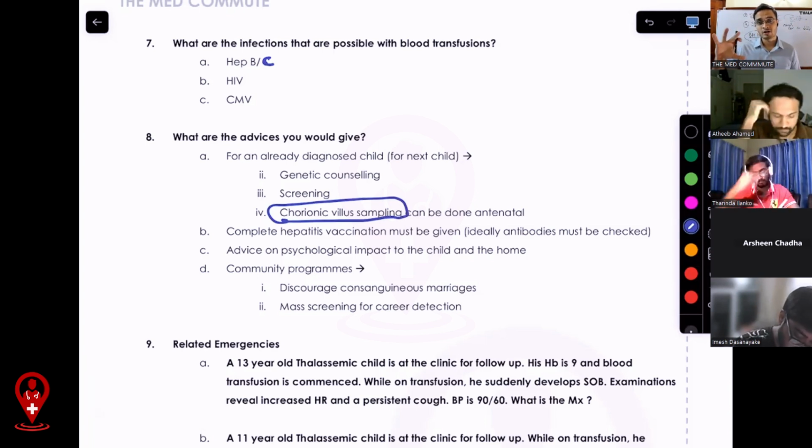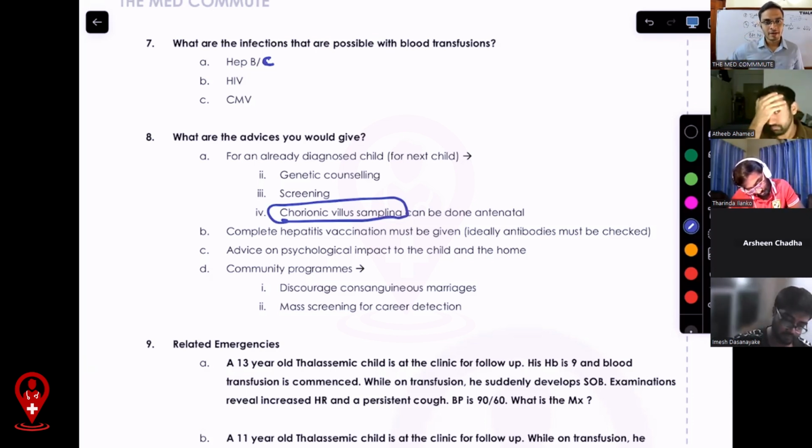The parents must not be overprotective of the child and stop everything. We don't want to keep the child locked in a room. That is not the goal here. There should be a balance. And then discourage consanguineous marriages. These are community medicine topics, so you all can go through them. Mass screening, all of these can be done.